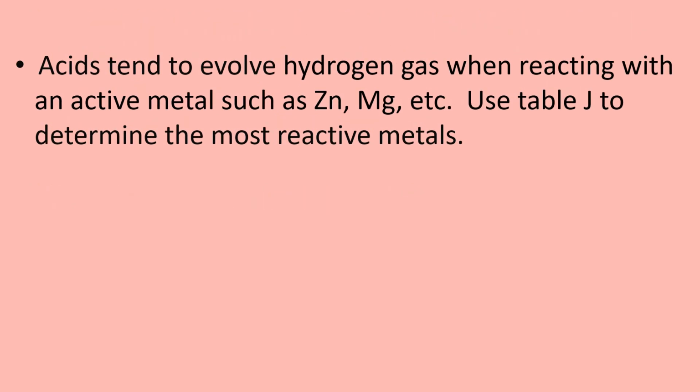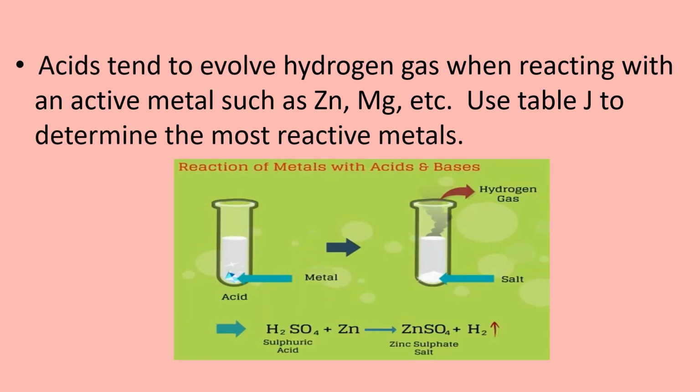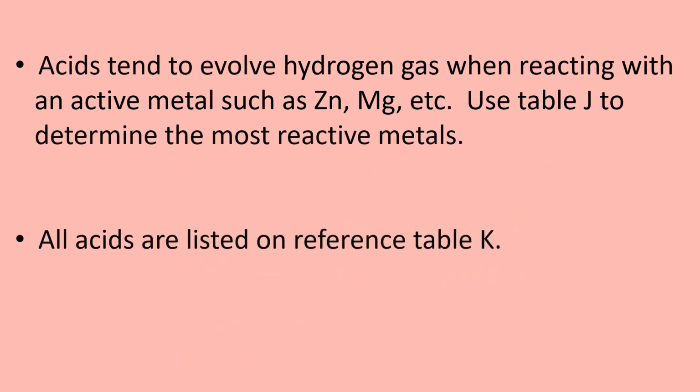Acids tend to evolve hydrogen gas when reacting with active metals such as zinc, magnesium, etc. Use Table J to determine the most reactive metals. Remember, the more reactive the metal, the more hydrogen gas is produced. All acids that you need to know for this course are listed on reference table K.